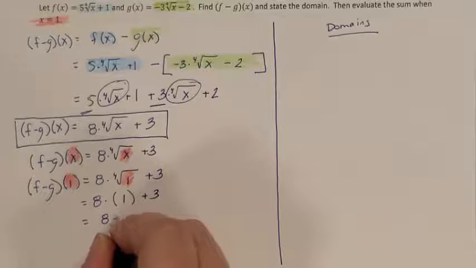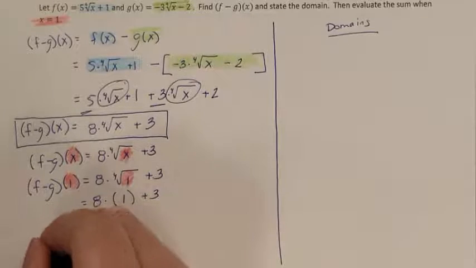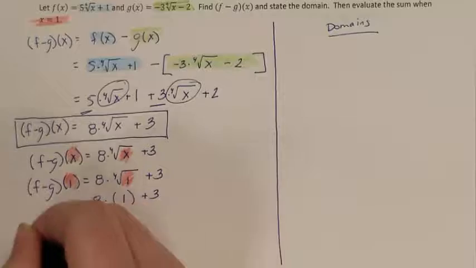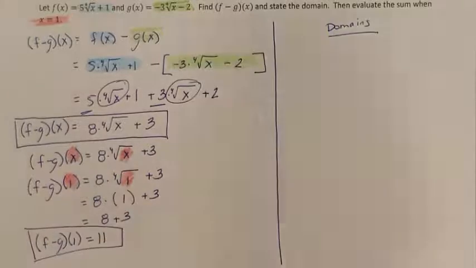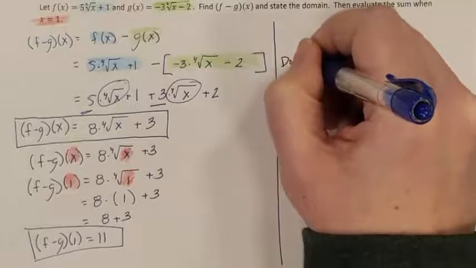Multiplying, this is now 8 plus 3. Now adding 8 plus 3 is 11. So my f minus g at 1 gives me 11. Now looking at my domains, I first need to find the domain of each individual.